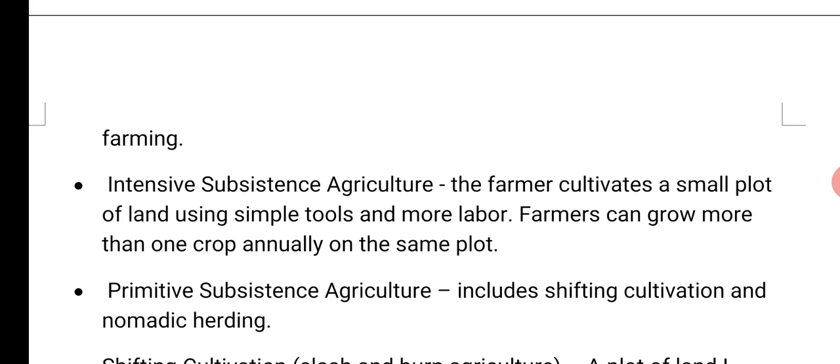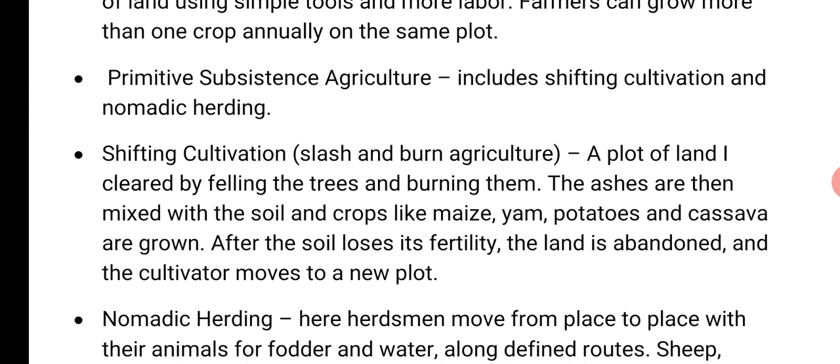Intensive subsistence farming or agriculture. The farmer cultivates a small plot of land using simple tools and more labor. Farmers can grow more than one crop annually on the same plot. In primitive subsistence agriculture, it includes shifting cultivation and nomadic herding that you already learnt.